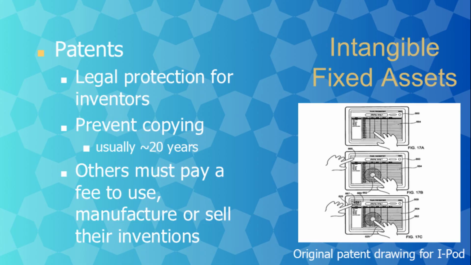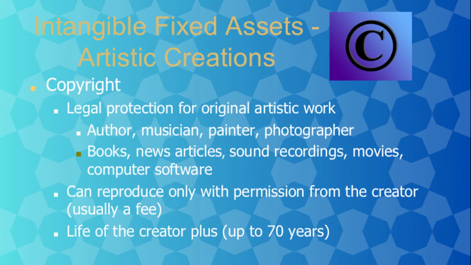Patents provide legal protection for inventors, preventing others from copying their inventions for about 20 years. Others must pay a fee to use, manufacture, or sell these inventions. Copyrights protect original artistic works, such as books, music, movies, and software. They ensure that creators can reproduce their work only with permission, typically lasting for the creator's lifetime plus 70 years.